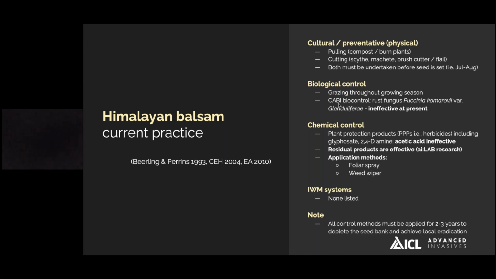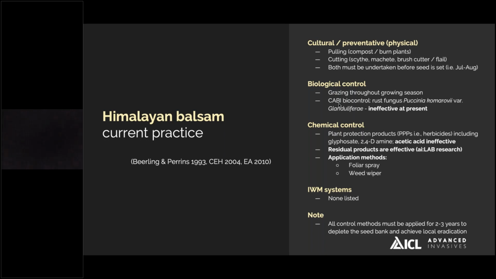Biological control includes things like grazing. Grazing can be effective for Himalayan balsam management, but again, you've got to think about stocking for multiple years. In terms of the biocontrol that's presently available, this doesn't seem to be working for a range of different reasons for Himalayan balsam. In terms of the chemicals that are available, certainly early in the season, there are a range of products that are very, very effective for managing balsam in situ. One of the key things that I want to take away from this presentation is that residual products are also highly effective for balsam management.